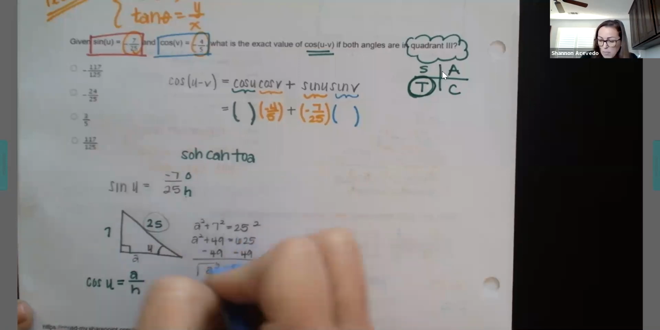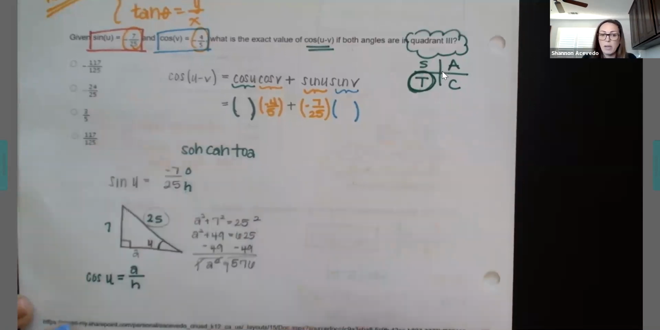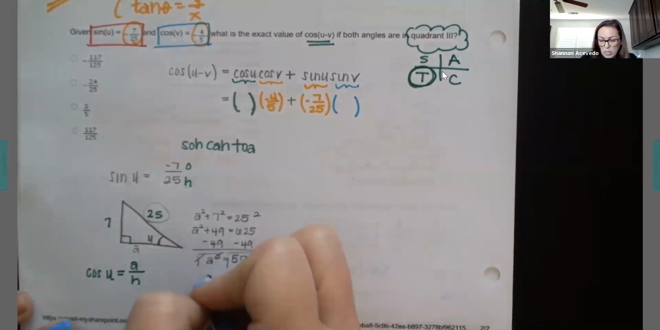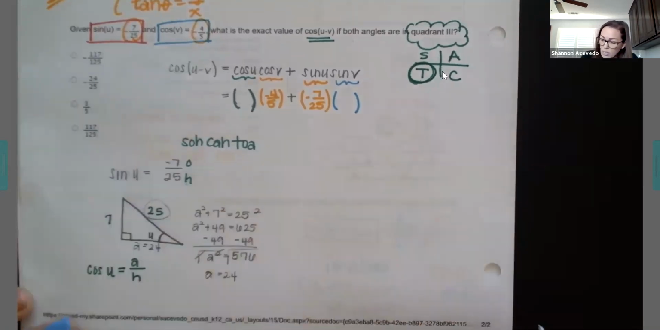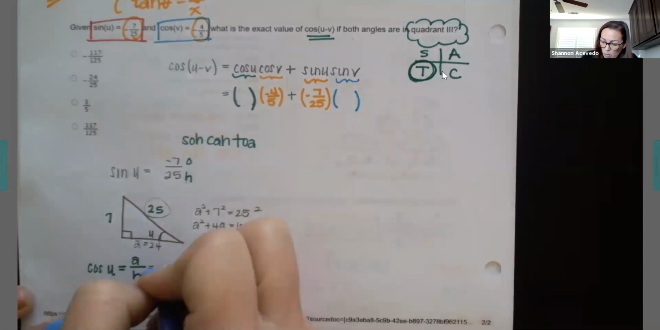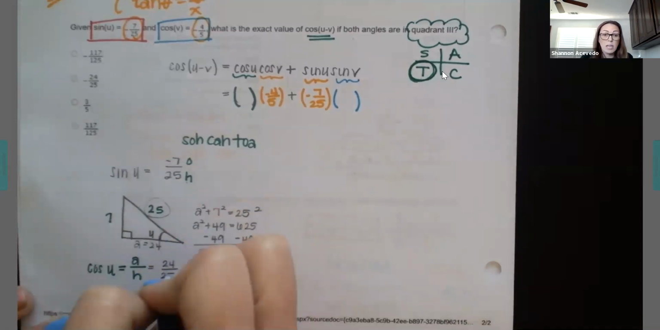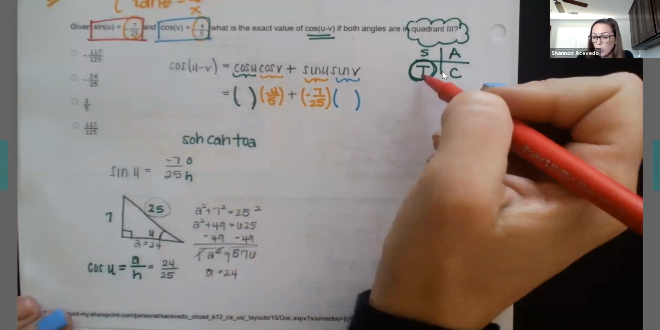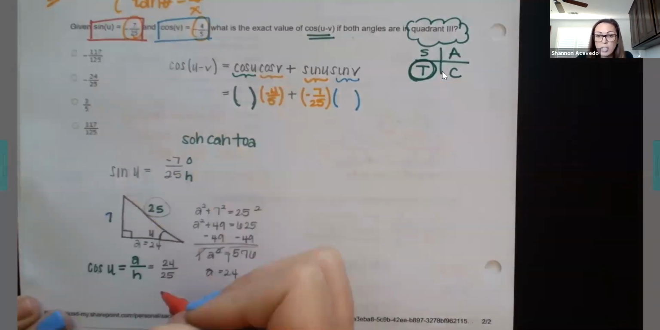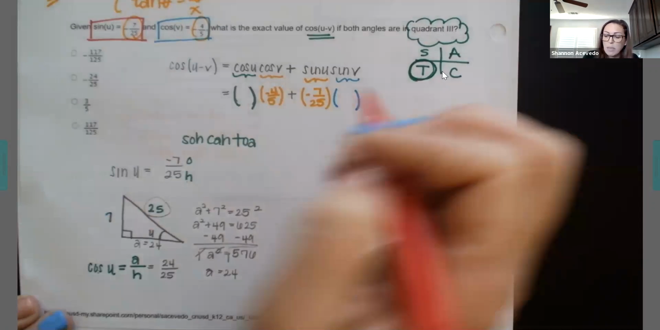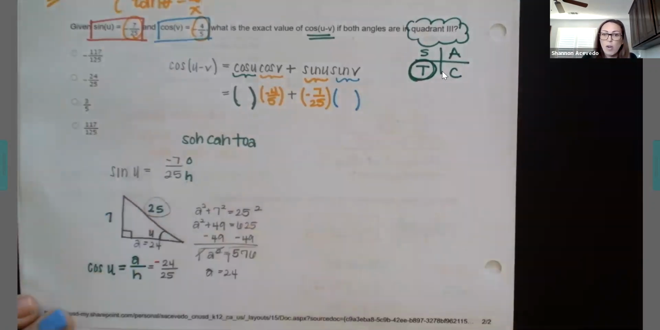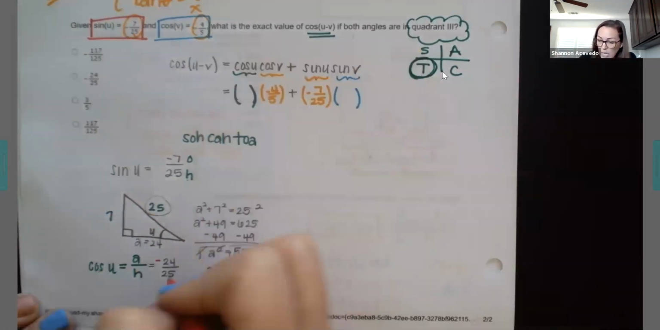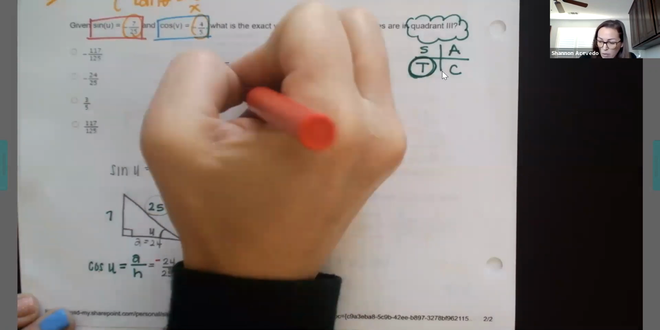Take the square root. Some of you guys might know your Pythagorean triplets too, so you might have already known that A is 24, which is awesome. So this tells me then that it's going to be 24 over 25, but I'm not done. This is the part you guys forget all the time, is that I'm in quadrant 3. So if I'm in quadrant 3 and I'm talking about cosine, tangent's positive, which means this cosine has to be a negative number. So don't forget that. That's the number one thing you guys forget to do. So now I know cosine of u is negative 24 over 25.